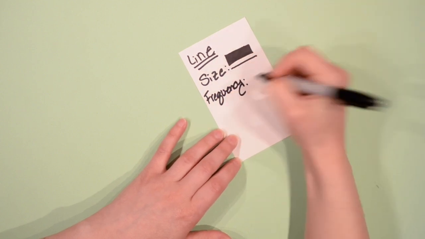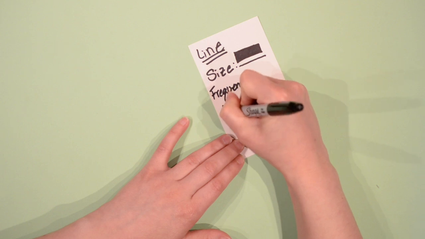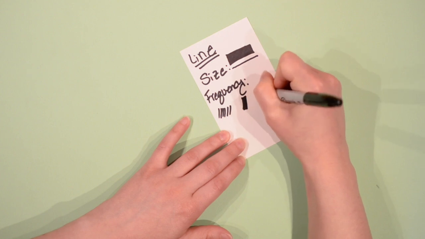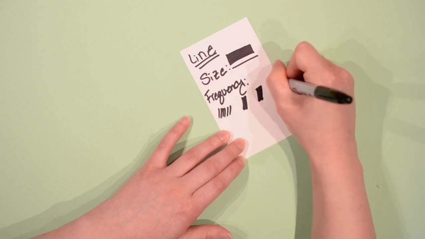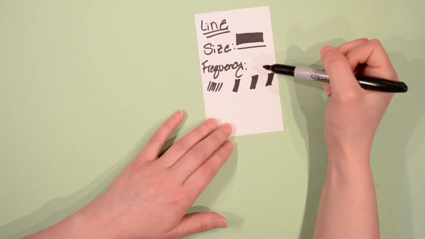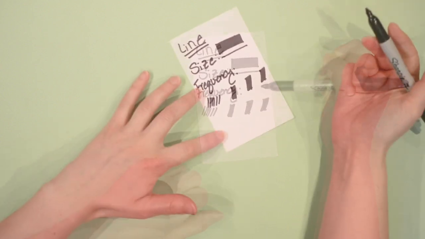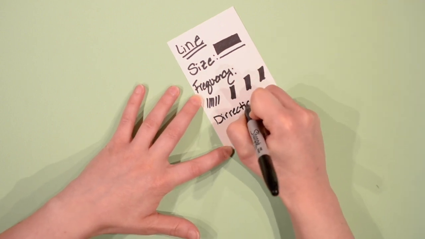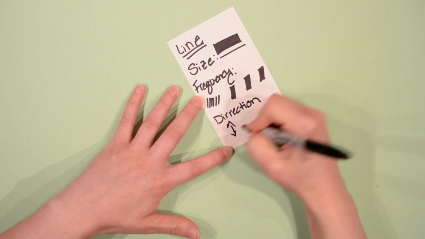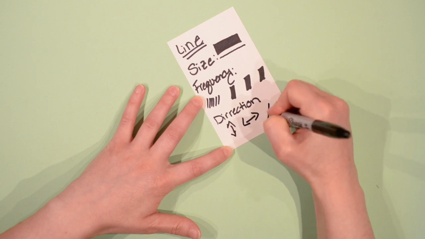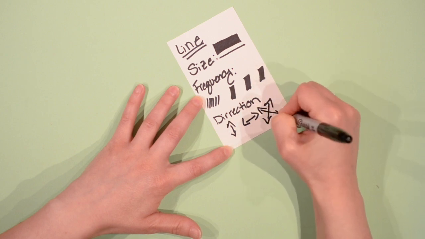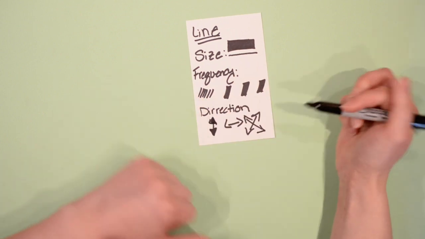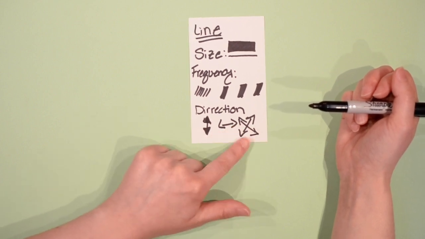They have a frequency, which basically just means, are they close together or are they far apart? How often do you see them? That's its frequency. They have a direction. Do they go up and down? Do they go side to side? Are they diagonal? Which way are they going? Vertical, horizontal, or diagonal?